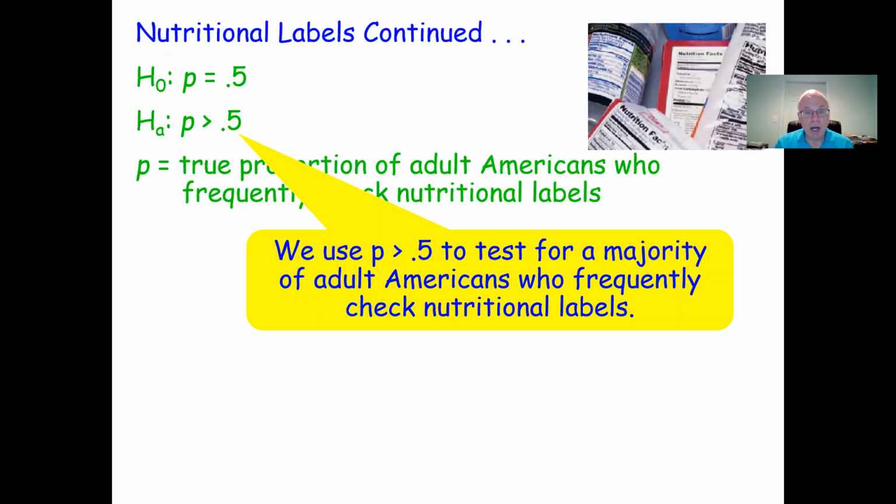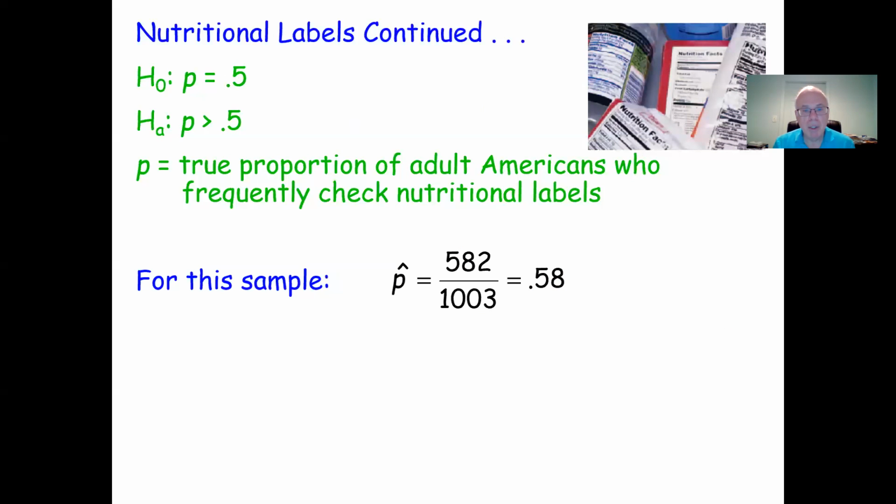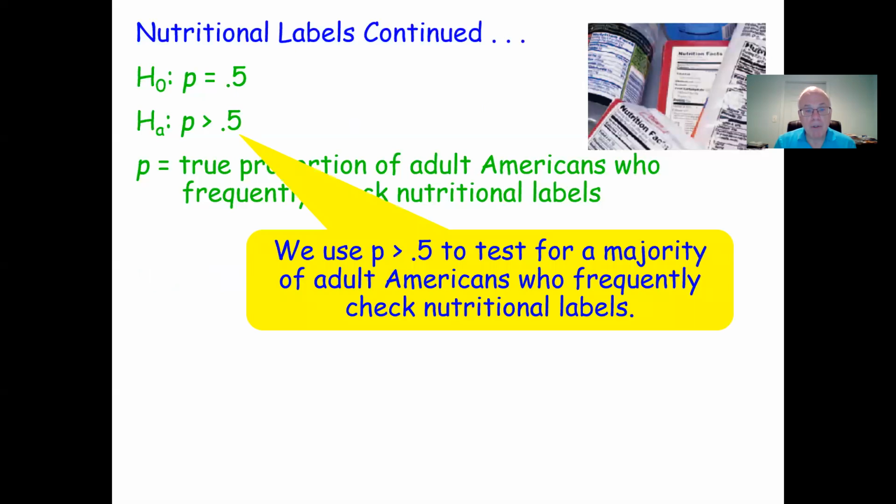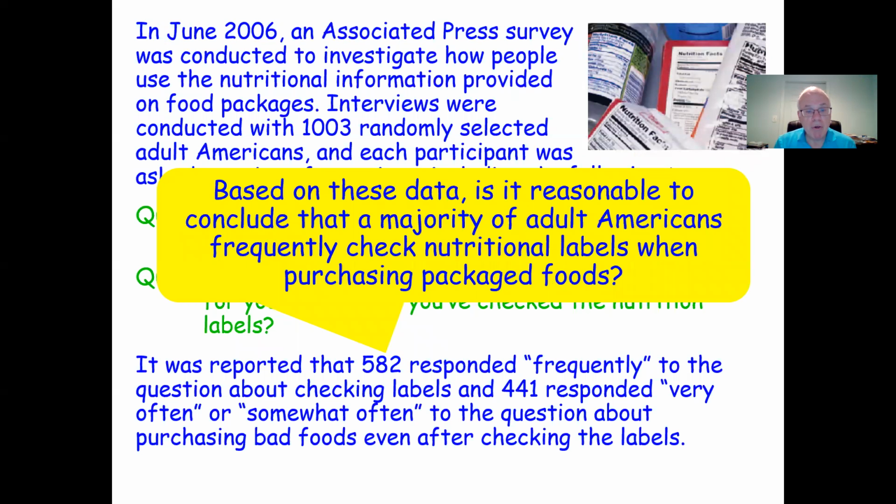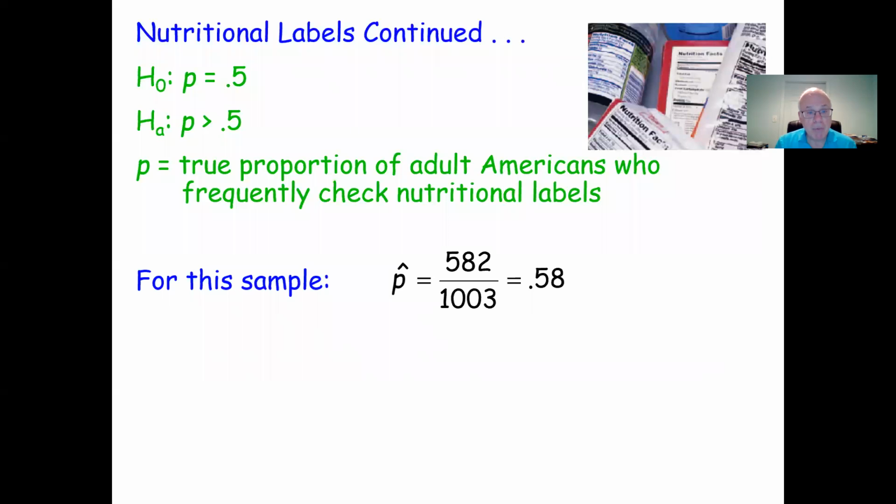Why do we use 0.5? Because our p is greater than 0.5 because of the word majority. You see the word majority, and it's a proportion question. It's always going to be 0.5. Greater than 0.5 is the majority. Now, going back to the previous page, 582 people responded frequently to that question. And so p hat is going to be 582 divided by 1,003. So that's our sample proportion.